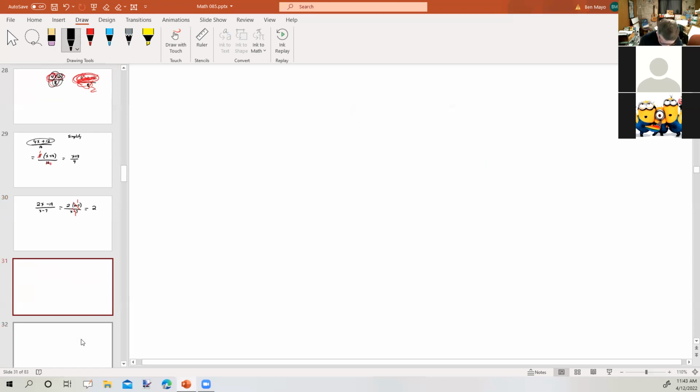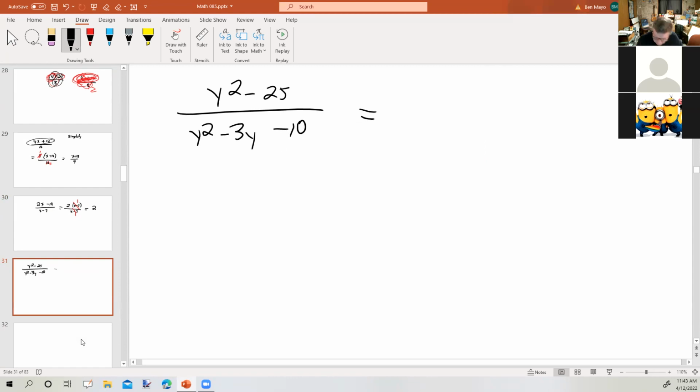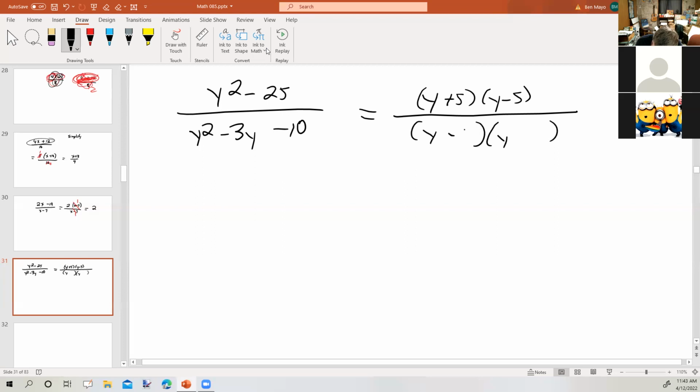Let's turn up the heat a little bit. Here we go. Y squared minus 25 over y squared minus 3y minus 10. Y squared, those can't cancel out or reduce out because they're not factors of the entire thing. I can't take 25 over 10, but what I can do is this. I can factor the numerator as the difference of 2 squares. I can factor the denominator. Okay.